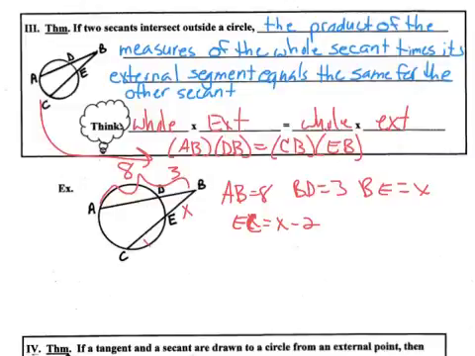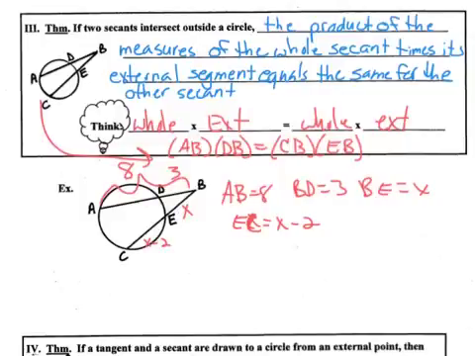Well, if EC is x minus 2, we have to be careful. We don't use EC in our formula here. We have to use the whole thing. So whole times external is equal to whole times external.